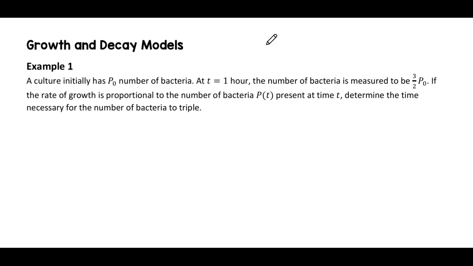If the rate of growth is proportional to the number of bacteria P present at time t, that is our key to how we're going to set this up. The rate of growth, dP/dt, is proportional to the number of bacteria at any time. Determine the necessary time for the bacteria to triple. We can solve this one of two ways.